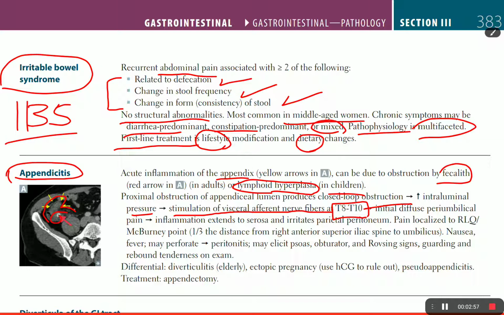After that, the inflammation extends to the serosa and reaches the parietal peritoneum. The parietal peritoneum is innervated by somatic nerves. So the patient will feel sharp pain in the right lower quadrant, or the right iliac fossa. This area of pain we call McBurney point. Let's imagine this is the pelvis and this is the umbilicus here. It is at one-third of the distance between the anterior superior iliac spine and the umbilicus here.